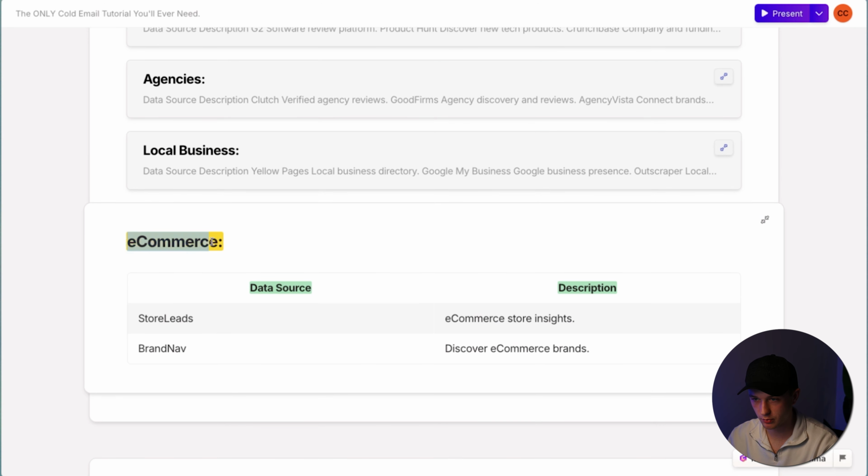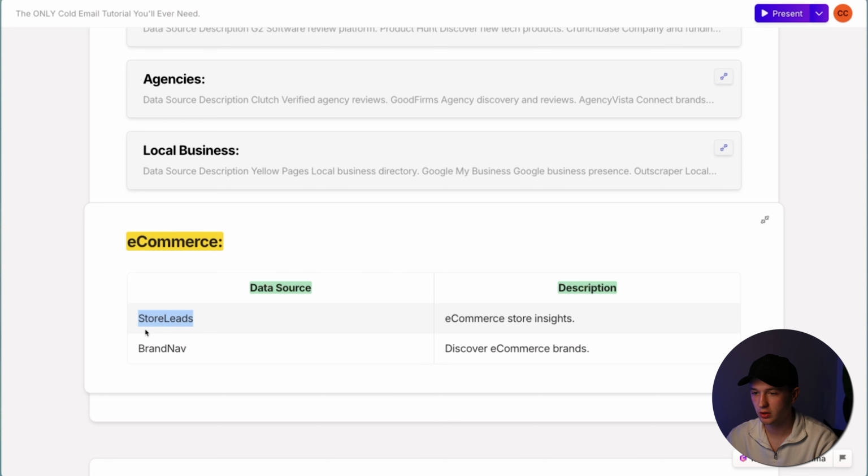Next is e-commerce. There are really only 2 viable options I would recommend. Both are basically the same, with a bit different companies and filters. I personally prefer Store Leads, but BrandNav is also perfect if you have access to that already or want to use that. I know for a fact Store Leads has over 13 million stores on there, which is a lot.